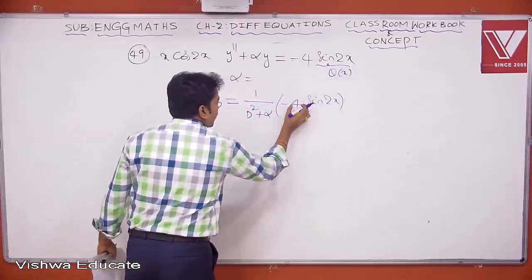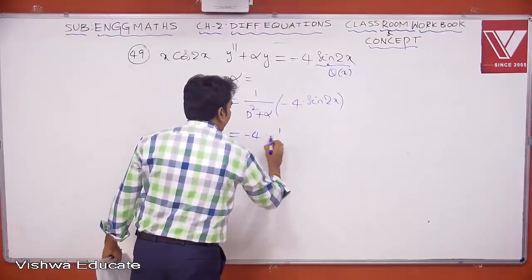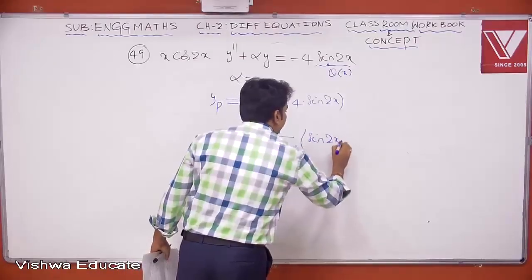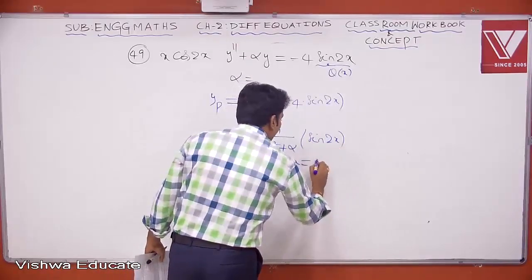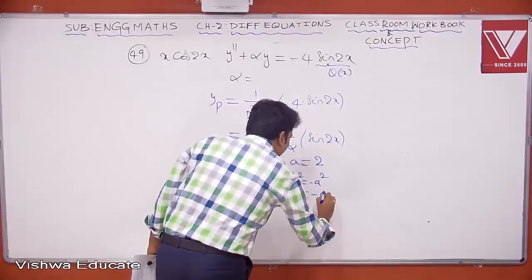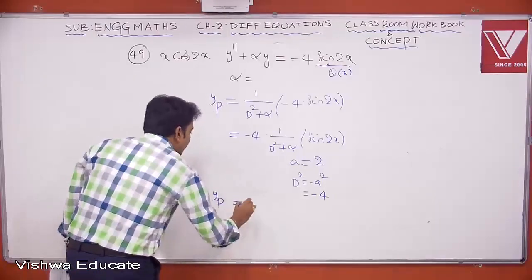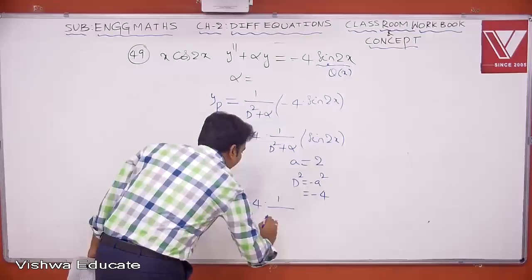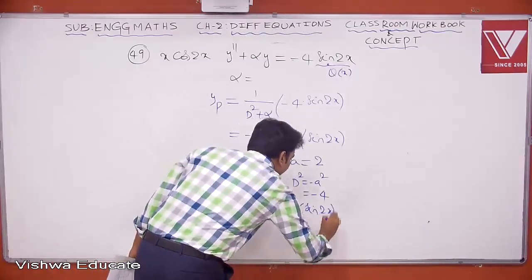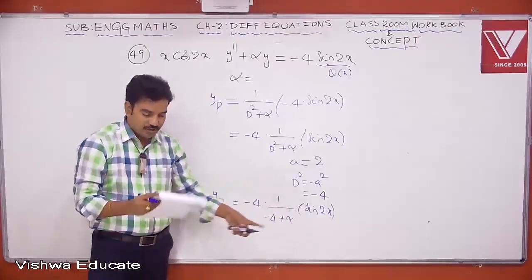Here minus 4 is multiplied with this, you can take it before: minus 4 into 1 by D square plus alpha of sin 2x. Now here a value is 2. So D square is replaced by minus a square, hence it becomes minus 4. Therefore, Yp equals minus 4 into 1 by minus 4 plus alpha of sin 2x.